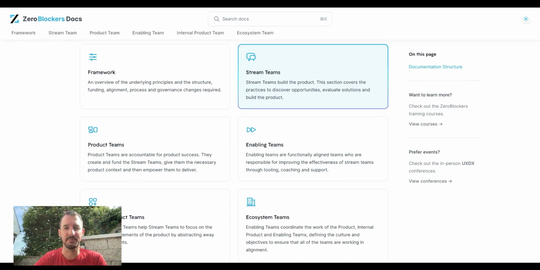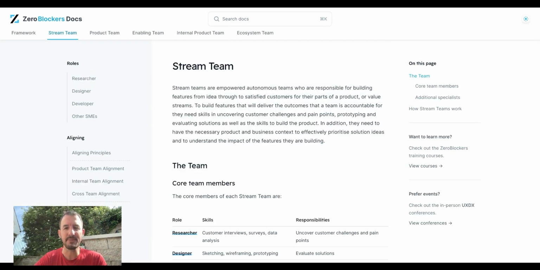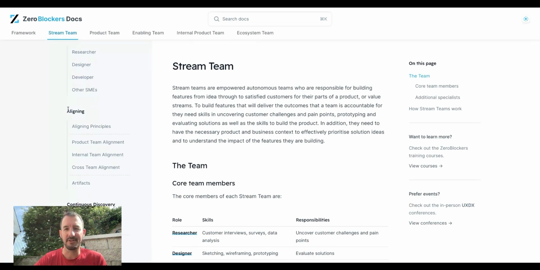So let's look at a stream team, see how it's structured. Stream teams are the ones who build the product. They have to uncover the customer problems, decide what to build, validate it, and then build it. So how do they do that? Well, first we define the roles, and then we group the processes into different categories.